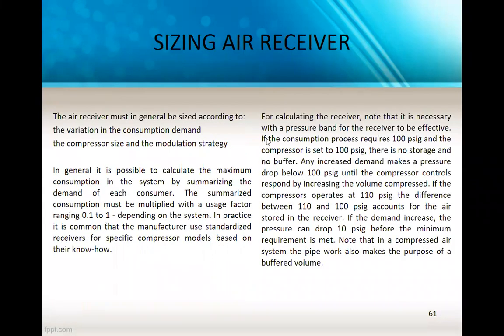Next, how to size the air receiver. The air receiver must in general be sized according to the variation in consumption demand, the compressor size, and the modulation strategy. In general, it is possible to calculate the maximum consumption in the system by summing the demand of each consumer. To sum, consumption must be multiplied by a usage factor ranging from 0.1 to 1 depending on the system.